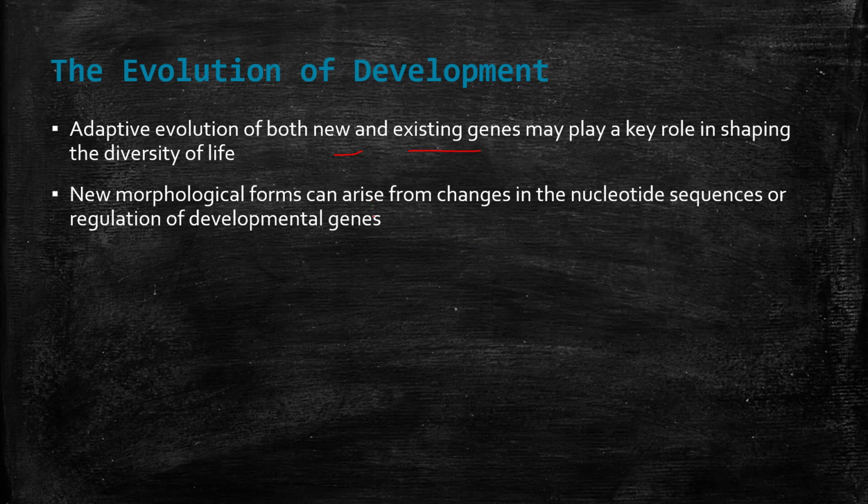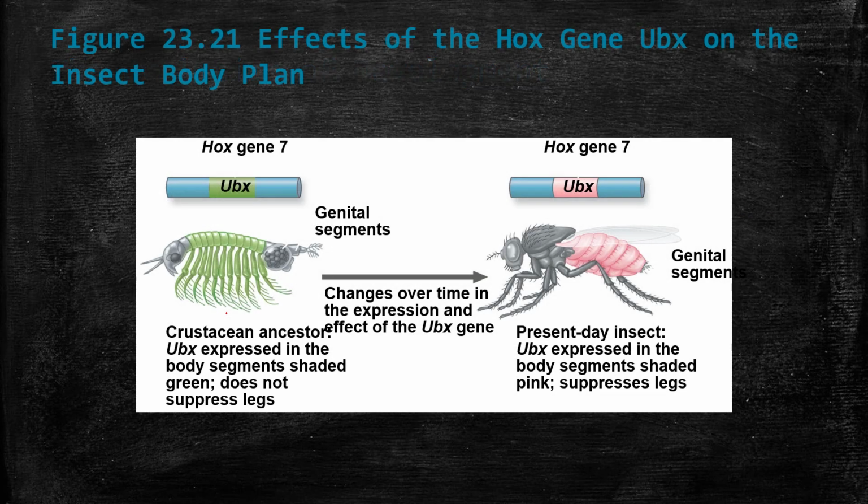So new morphological forms can arise from simple changes in the nucleotide sequences or the regulation of developmental genes. So it could be a mutation like we talked about in Bio 1, like instead of a C, now there's a T in the DNA and it changes the protein, right? Or when those regulatory genes get turned on and off. When they're on, when they're off, how long they're on, how long they're off. That can have huge effects on an organism's development.